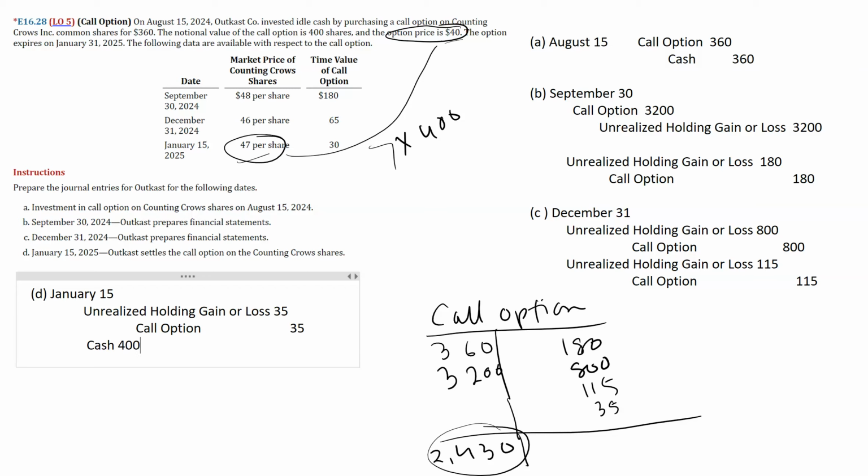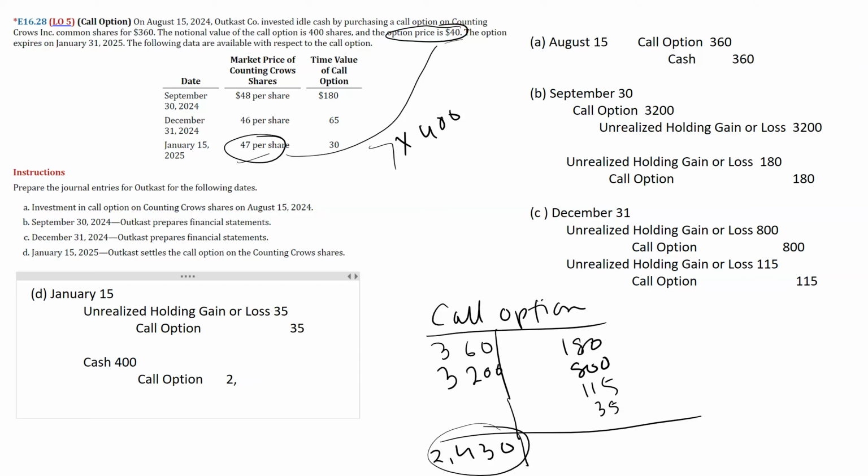And then we have to eliminate this call option, which was a debit amount. Since it's settled, we need to remove the call option from our balance sheet. So we will credit call options for the value we have, which is 2,430. And here we will show the difference as gain on settlement of call options.